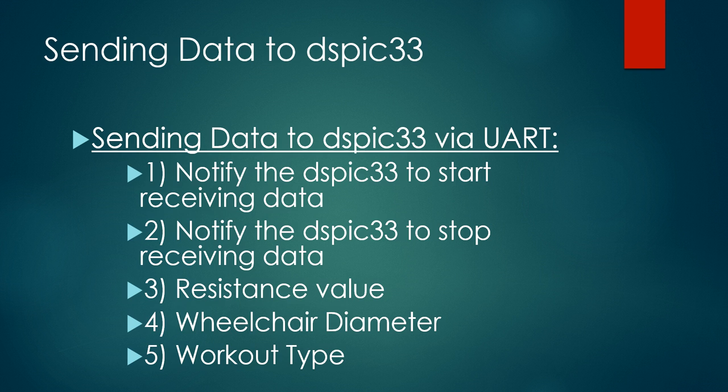This value will also be selected by the user, and after the user selects that value, it will be sent to the dsPIC 33 after pressing the start button, as well as the workout type. As I mentioned earlier, we have two workout types: the dyno mode and the exercise mode. So the user will select the resistance value, wheelchair diameter, workout type, as well as the workout duration, and then press the start button in order to begin the workout.